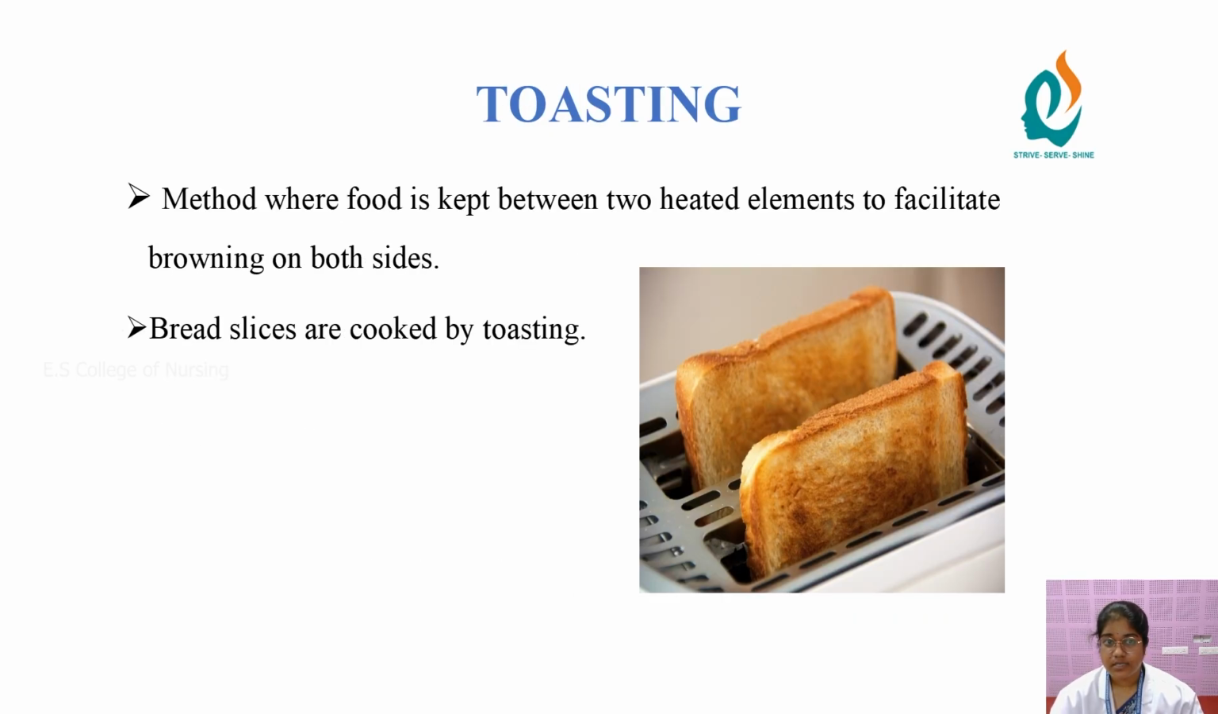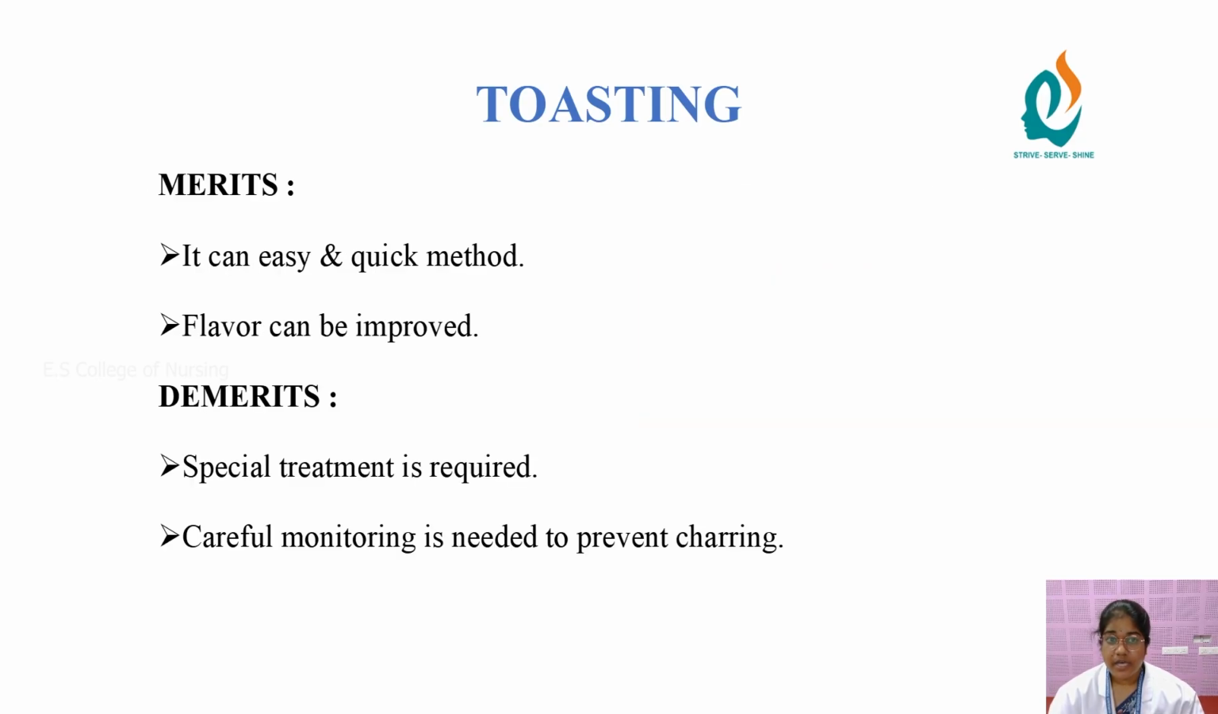So toasting is a method where food is kept between two heated elements to facilitate browning on both sides. Bread slices are cooked by toasting. In this, the merits are it is an easy and quick method, and flavor can be improved. And the demerits are special equipment is required and careful monitoring is needed to prevent charring.